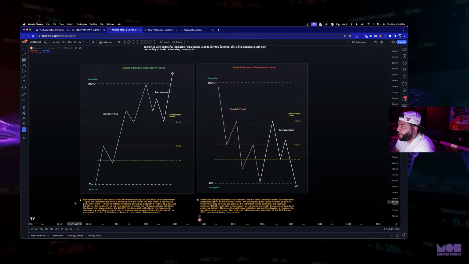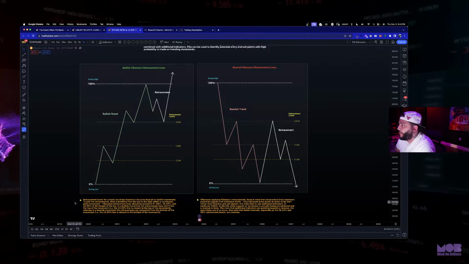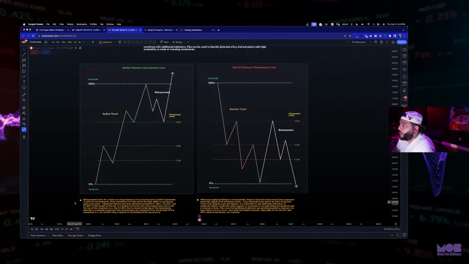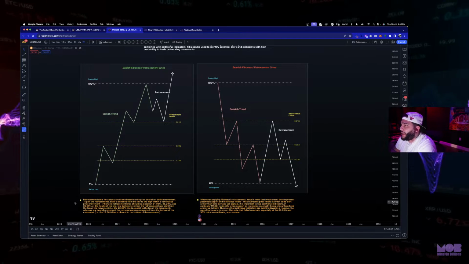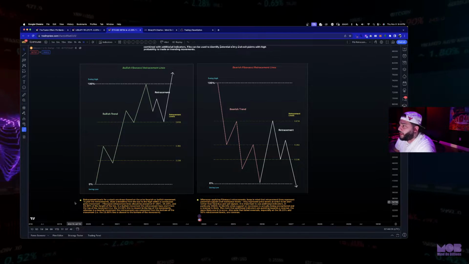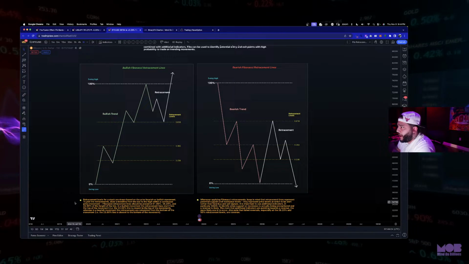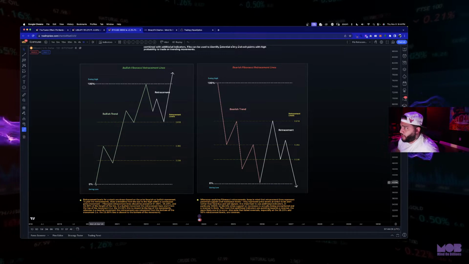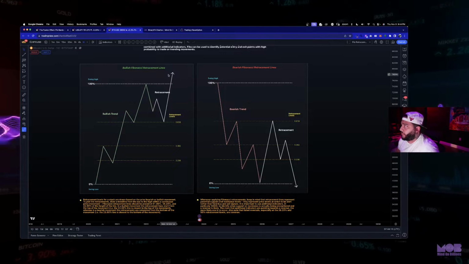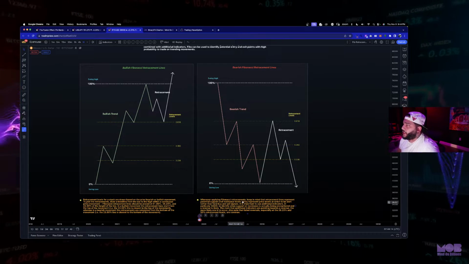In the bullish movement, the retracement lines start from the top of the movement. For example, the 23.60% line is closest to the top of the movement. Whereas in the bearish movement, the retracements are calculated from the bottom of the movement. For example, the 23.60% line is closest to the bottom of the movement. So long story short, you guys see what's up over here and over here. Let's continue reading.